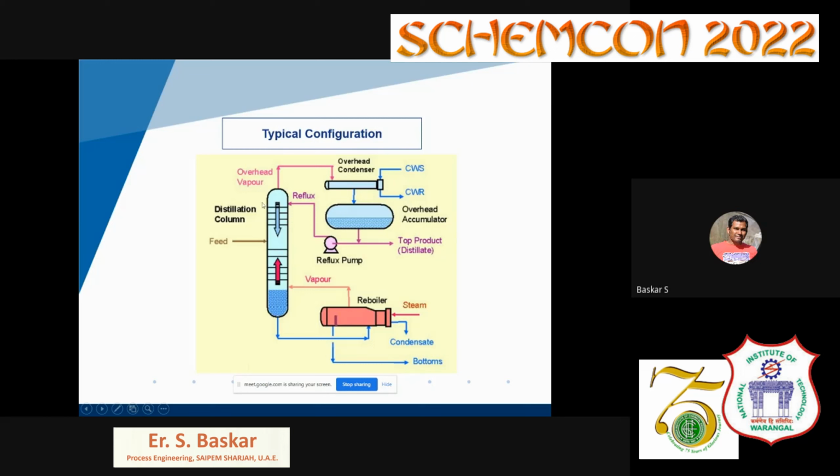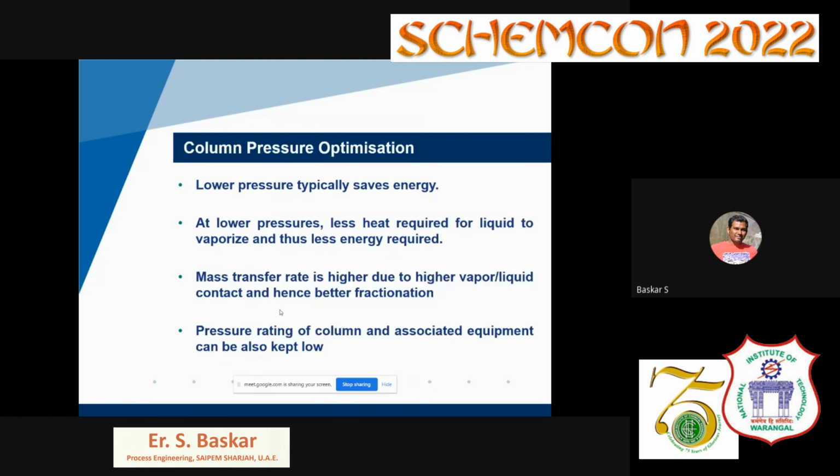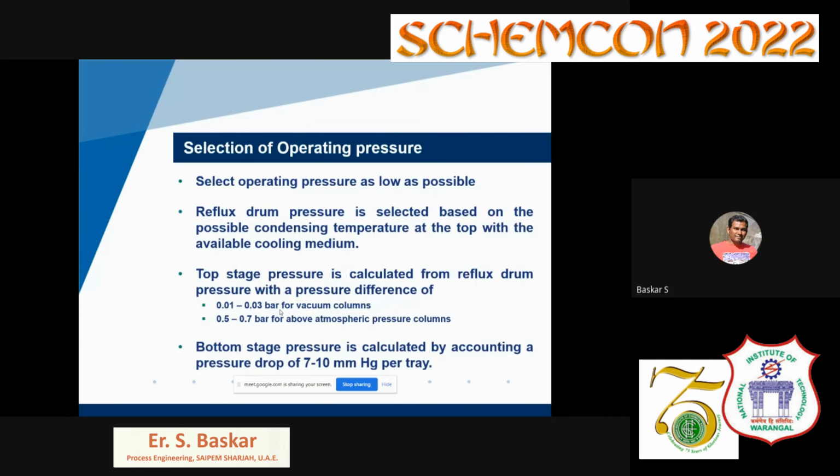Now, once the top pressure is fixed, then the bottom pressure will be fixed only by the pressure drop across the column. Normally, the pressure drop across the trays will be 7 to 10 mmHg per tray, and based on the total number of trays, we can account the total pressure drop across the column. That is how the bottom pressure will be fixed. So this will dictate the column pressure profile in the distillation column. That is what I have explained here.